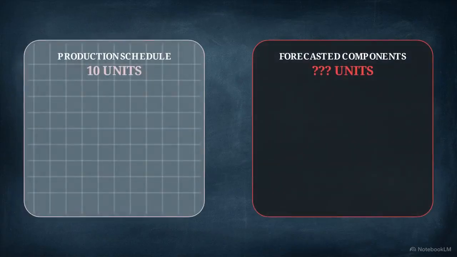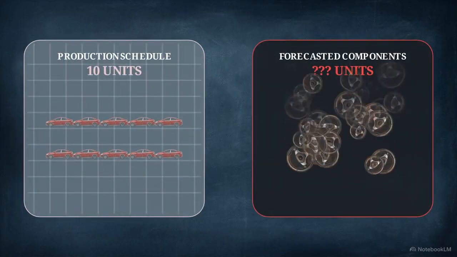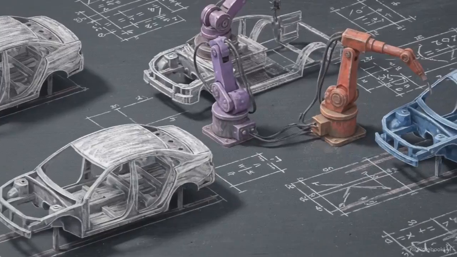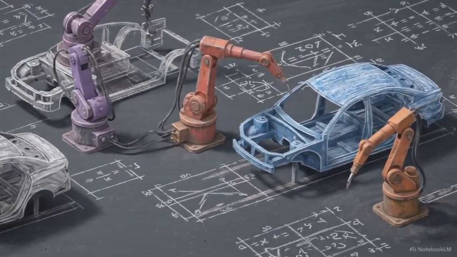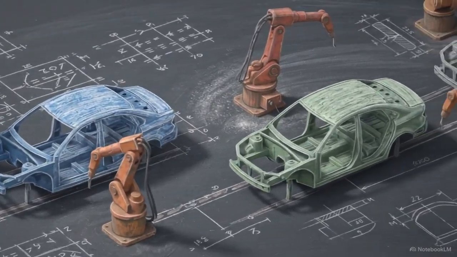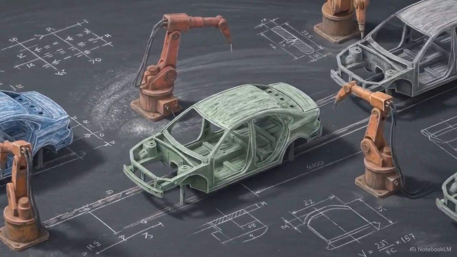If the schedule calls for building a specific number of cars, guessing how many steering wheels are required serves no purpose. Misapplying statistical forecasts to dependent materials ensures you will either suffer critical shortages that halt assembly lines or trap capital in excess inventory. We can distill this framework into a binary checklist for operational planning.